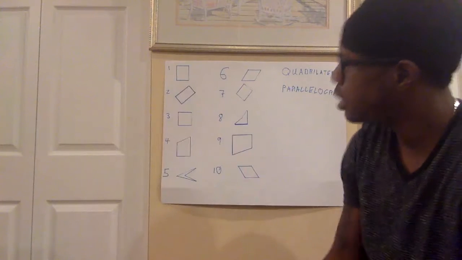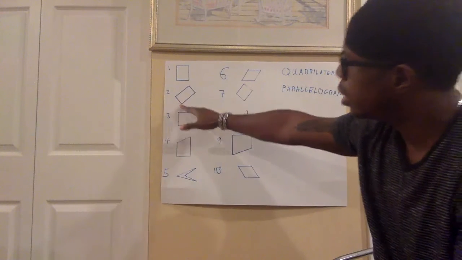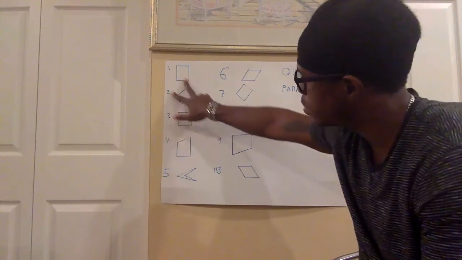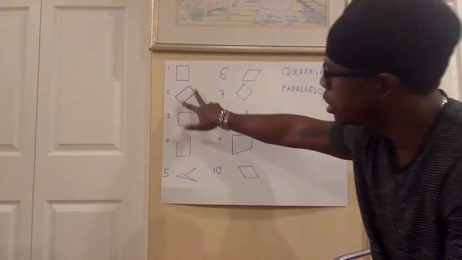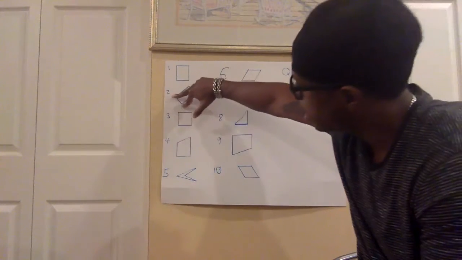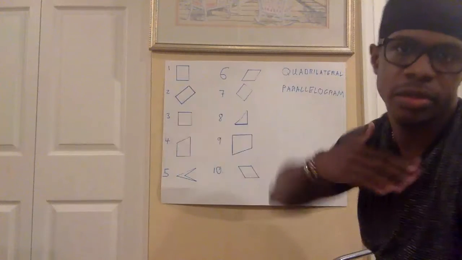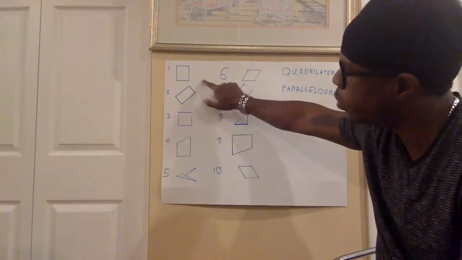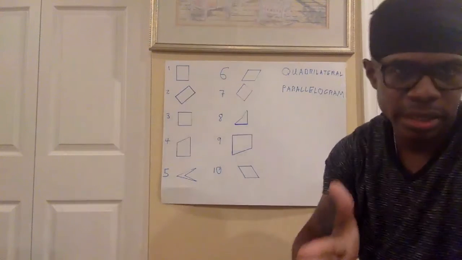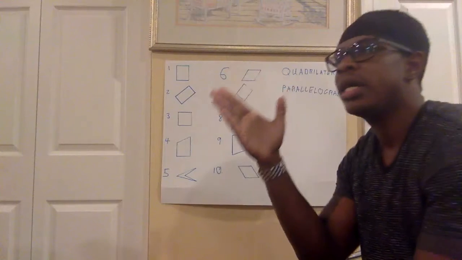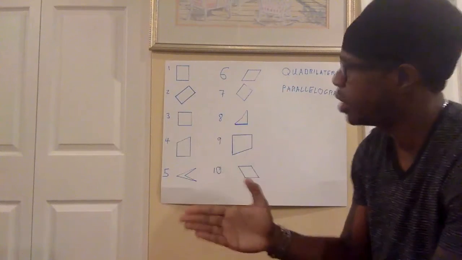Number two, same thing. This line and this line, these two are parallel. So this is one pair of parallel lines. And these two are parallel, so this is two pairs of parallel lines. They'll never touch, if you go with an imaginary line, keep going. So number two, you'd say yes, it has parallel lines, and it has two pairs of parallel lines.